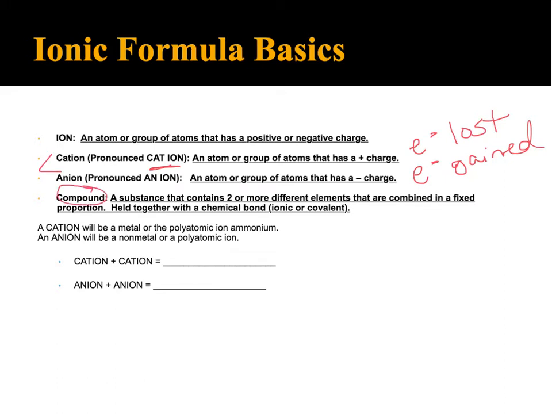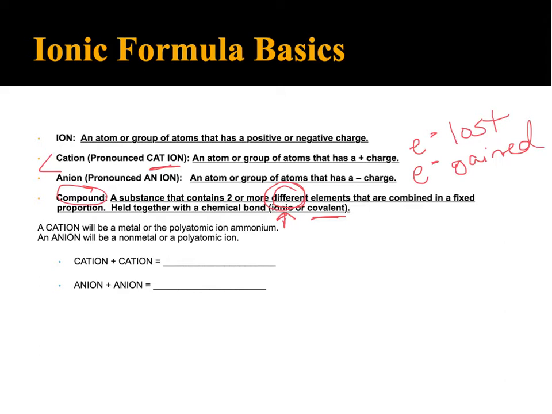A compound is a substance that contains two or more different elements that are combined in some kind of fixed proportion or fixed way. They're held together with some kind of chemical bond, and since we're talking about ionic compounds, we're just talking about ones that are held together with ionic bonds. Remember, there are the other kinds of chemical bonds that we've talked about: covalent, polar covalent, and nonpolar covalent.